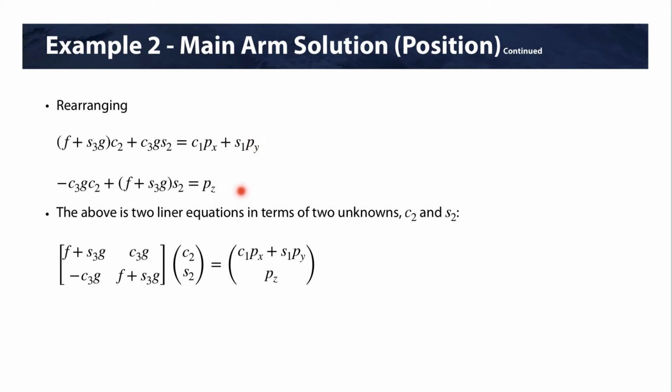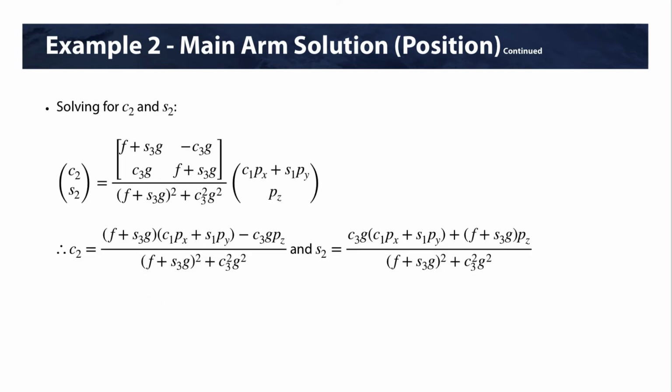And these 2 equations are just 2 linear equations in terms of 2 unknowns, C2 and S2. All right, so we can write those out in matrix form, which I've done here. And now we can solve for C2 and S2 by taking the inverse of this matrix and multiplying both sides. So that's what I've done on this slide here. So we're solving for C2 and S2. We just took the inverse of that matrix, which is given here, and multiplied both sides. And if you multiply it out, you get C2 and S2 as such.